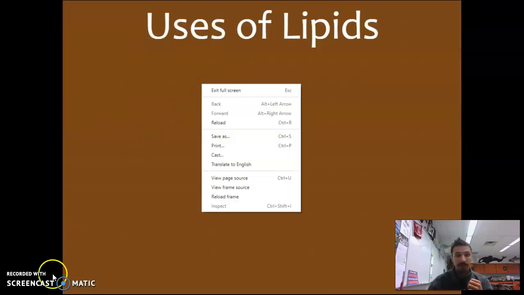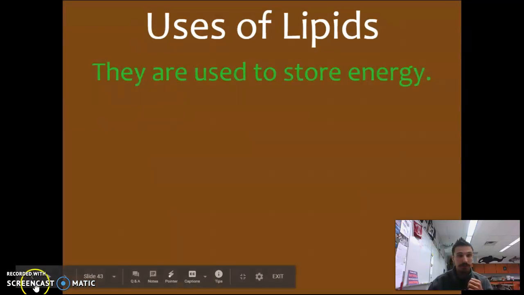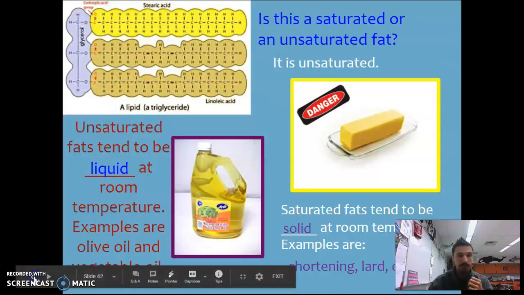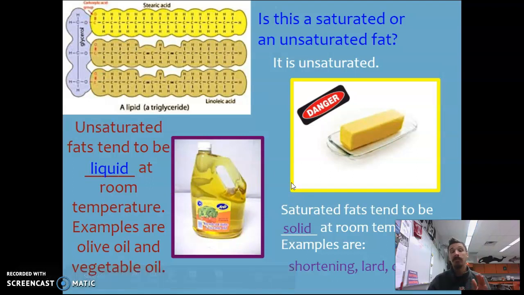Oh, I'd like to go back, please. If I can. There we go. Excuse me. Saturated fats are worse for your health than unsaturated fats. We don't have the time to go into all of that, but you need to understand that saturated fats are more harmful than unsaturated fats.